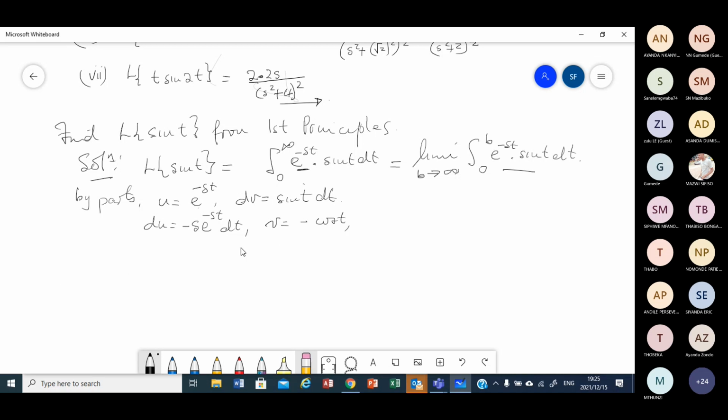Therefore, let me just do that. My integral I is equal to, and we mustn't forget that there is this limit; whatever we get, we put the limit. My integral is uv, which is minus e to the minus st cos t, minus the integral of v du, which is minus cos t times minus s e to the minus st dt. So that becomes minus e to the minus st cos t, minus s, which is a constant, out of the integral of e to the minus st cos t dt.